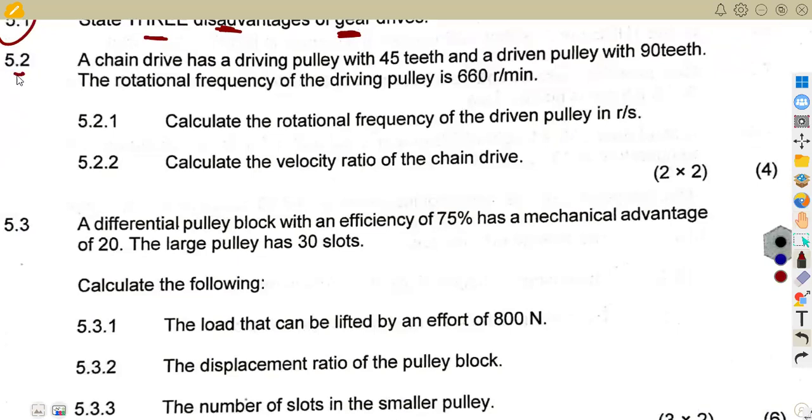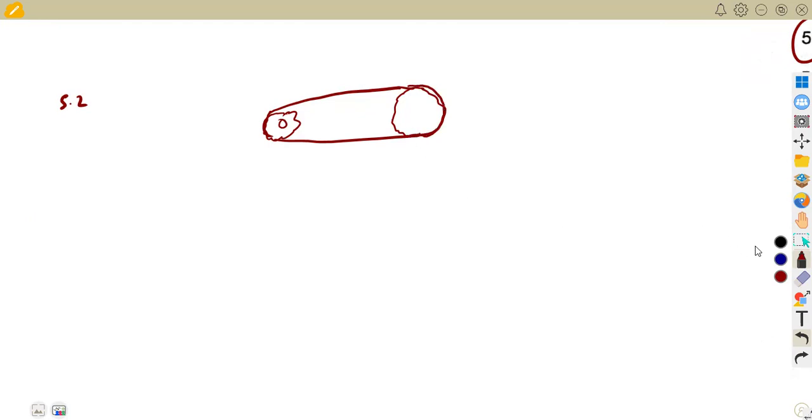All right, then 5.2, we are given a chain drive. Let us just try to have a sketch. Remember, this is now a chain drive. It's no longer just a normal belt drive. This is just a sketch, guys, I hope you will understand me. So this is our chain here, then on this side, something of this nature. This being our driver, and this being our driven.